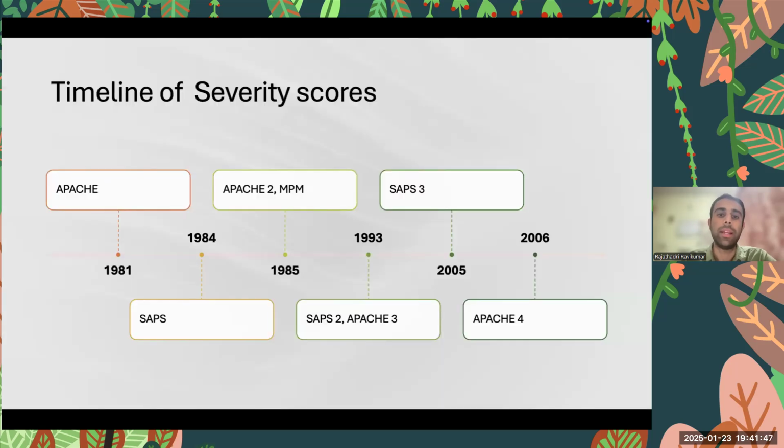So coming to the timeline. Majorly we will be talking about the Apache score, SAPS score, and mortality prediction model, that is the MPM score. First came the Apache in 1981, then SAPS in 1984, and MPM in 1985. Then subsequently Apache 2, Apache 3, Apache 4, SAPS 2, SAPS 3. So we'll go according to the timeline itself.